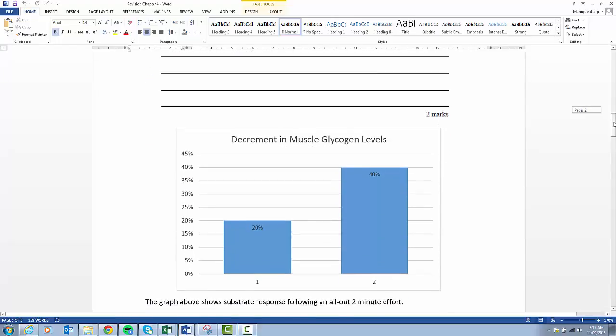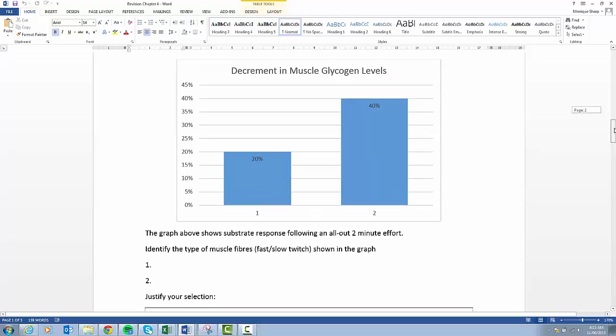All right, this is another made-up question from me. This is a decrement in muscle glycogen levels. What does the word decrement mean? Decrease. Excellent. Let's see if my questions make sense. Looking at that graph without looking at anything else, what do you see? The 2 has had more decrease. Exactly right. I've tried to flip it and make it a little bit challenging in terms of your thinking. So the 2, whatever it might be, has a greater decrease in muscle glycogen levels.